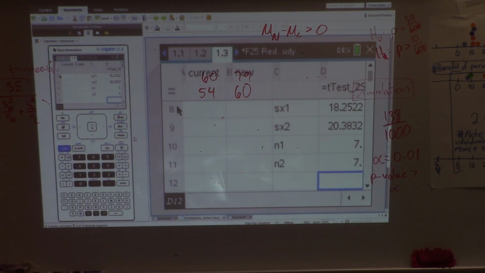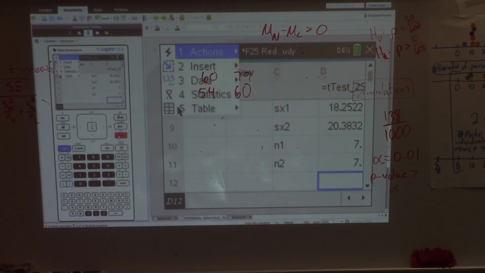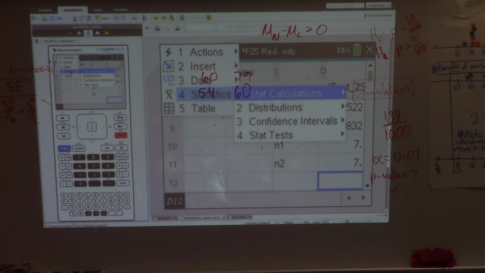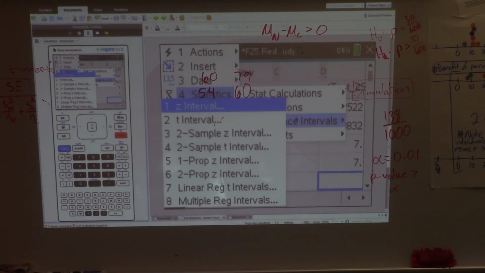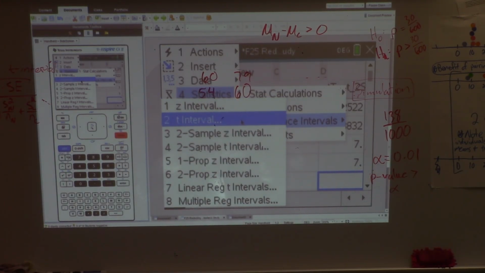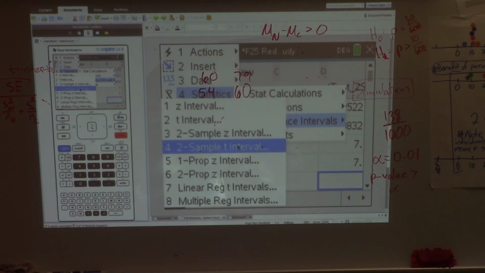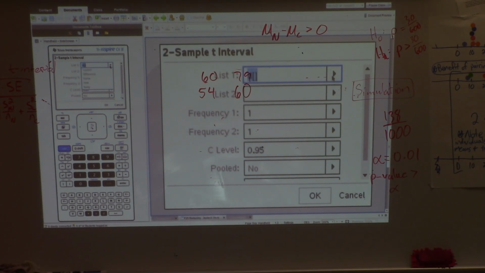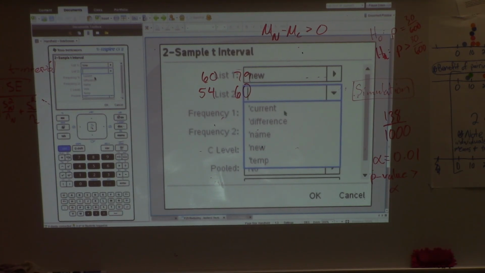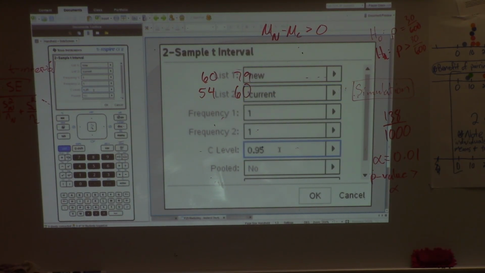So we should have our data in. What am I gonna press to run this confidence interval? Menu, Stat, 6, confidence intervals, 3. I was like, we're doing a confidence interval now, right? Yes. 4. So is it 2 or is it 4? 4, it's gonna be 4. Remember, we do have 2 samples. Pay attention to your details. We do have raw data, so go ahead and put that raw data in. What's my first list? New. Second list? Current. What confidence level do we want?